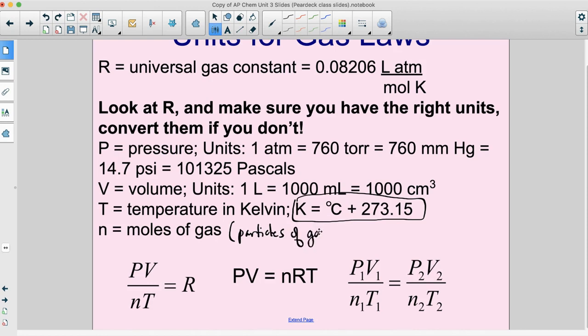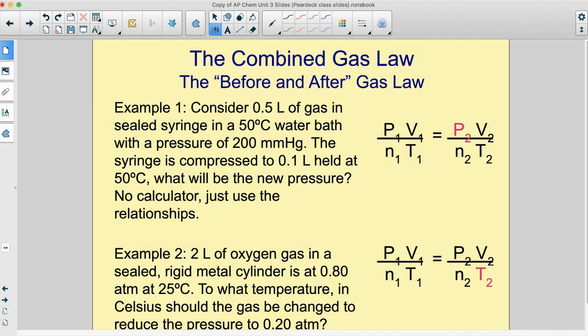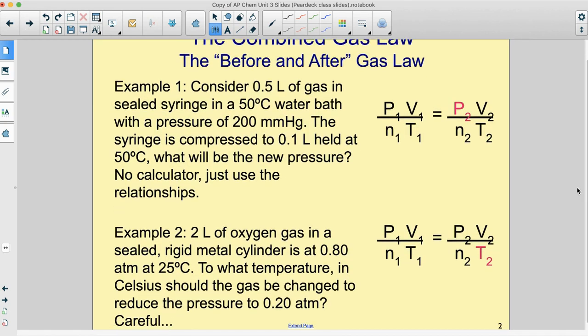We can convert moles to particles using Avogadro's number. This is also the same as mass, right? Because we can convert moles to mass using the molar mass. So that's PV equals nRT in a nutshell. And a couple of qualitative examples. These you do not need a calculator for. You should be able to do these in your head.